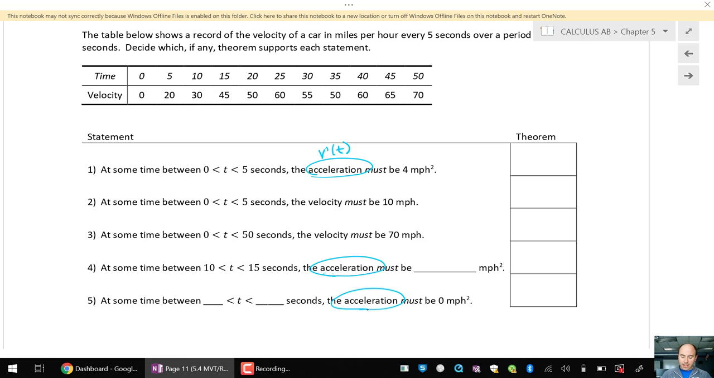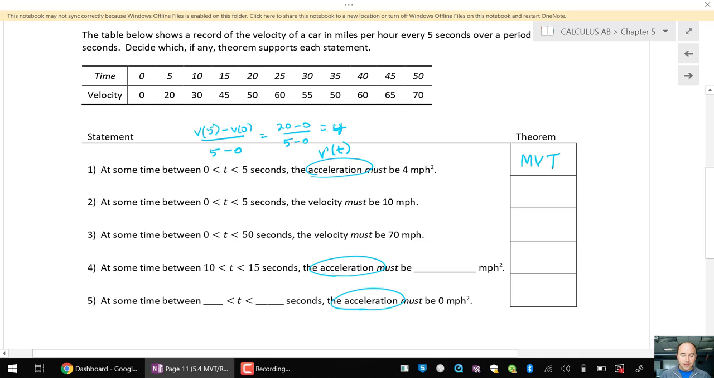So for statement 1, let's take a look at the interval from 0 to 5. So if I'm checking acceleration, the average acceleration between 0 and 5 would be v of 5 minus v of 0 divided by 5 minus 0, or 20 divided by 5, and that equals 4. So if the average rate of change is equal to 4, MVT will basically guarantee the existence that the derivative, or the acceleration, must be exactly 4 miles per hour squared in that time interval. So that's going to be a true statement by using MVT.